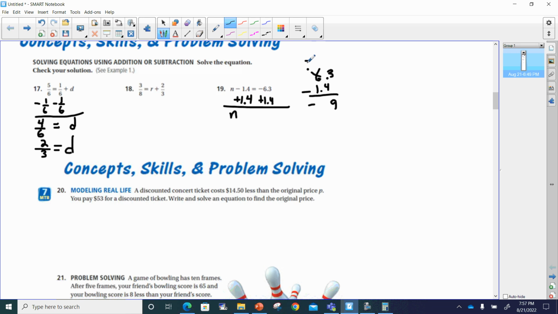Sorry, my mouse is acting up. And this will become 13. 13 minus 4 is 9. 5 minus 1 is 4. So this is negative 4.9. So n equals negative 4.9.